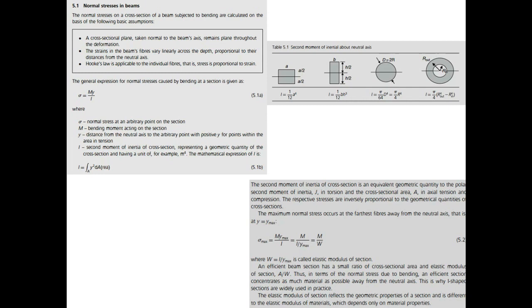So an efficient beam section has a small ratio of cross section area and elastic modulus of section, A upon W. It's telling you about efficiency. An efficient beam has a small ratio of cross section area A, that is, its cross section area will be less, and the elastic modulus of section should be as large as possible, okay, so that your bending stresses are less.